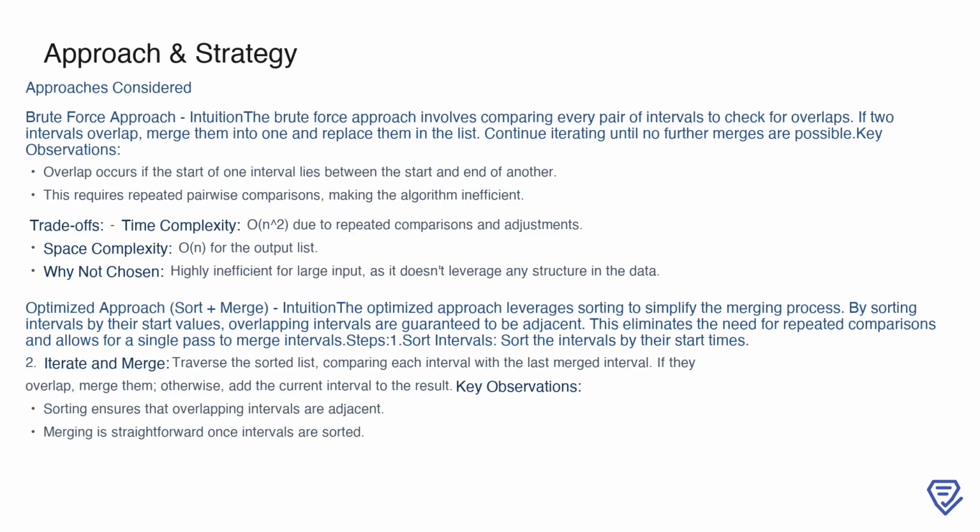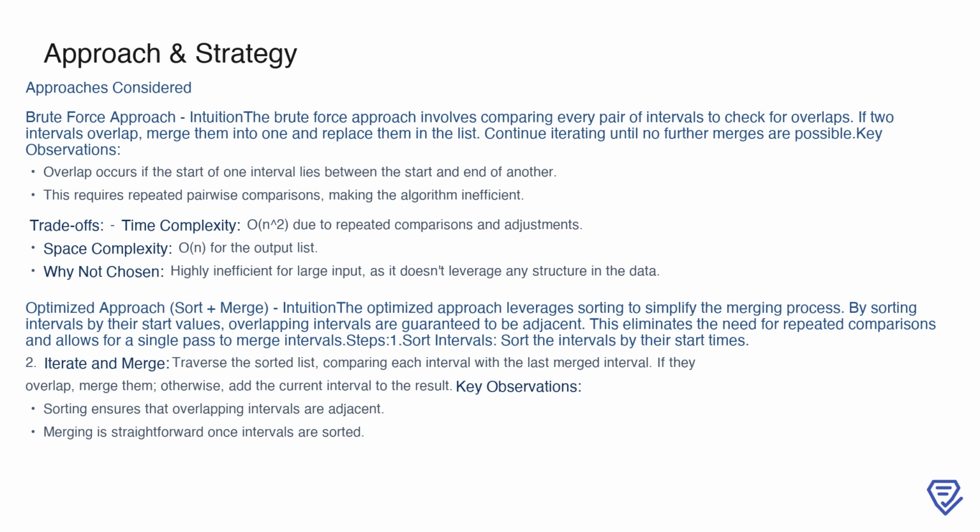When tackling the merge intervals problem, one approach we can consider is the brute force method. The idea here is to compare every pair of intervals to check if they overlap. If two intervals do overlap, we merge them into one and update our list of intervals. This process is repeated until no further merges are possible. To determine if two intervals overlap, we check whether the start of one interval lies within the range of another interval. However, this method comes with significant drawbacks.